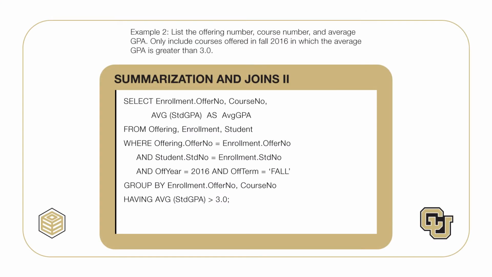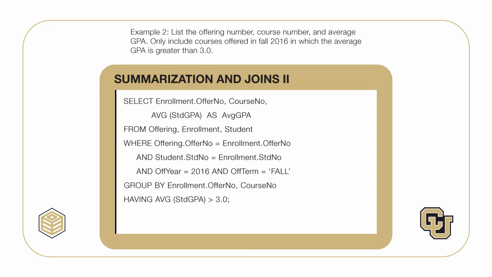Now, let's apply the query formulation process to a somewhat more complex problem. Let's answer the questions before reviewing the associated select statement. The first critical question deals with what tables. The offering table is needed because the result requires the course number column. The student table is needed because of a calculation involving the student GPA column. The enrollment table is needed to connect the student and offering tables.